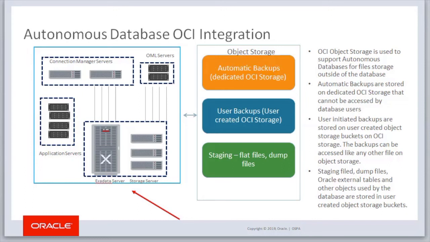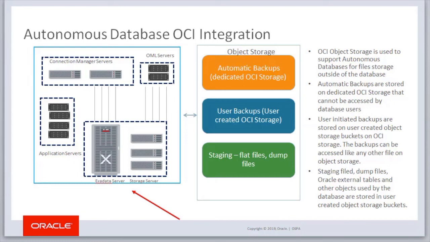However, Autonomous Database allows users to create their own additional backups for other operational purposes, including point-in-time recovery if needed. That backup needs to be stored in a user-defined OCI object store bucket. Buckets and credentials need to be defined by the user, and those sets of backups are user-maintained. The backups can be accessed like any other file on Object Store.